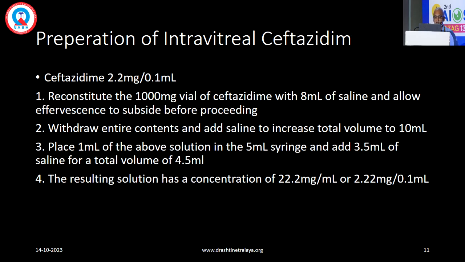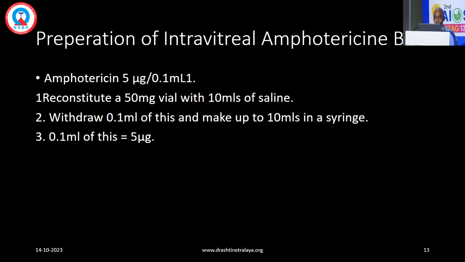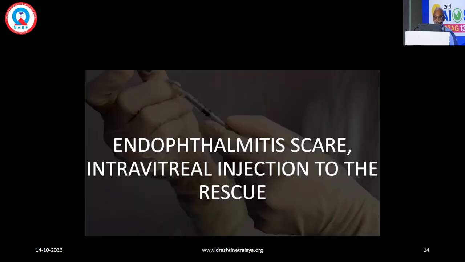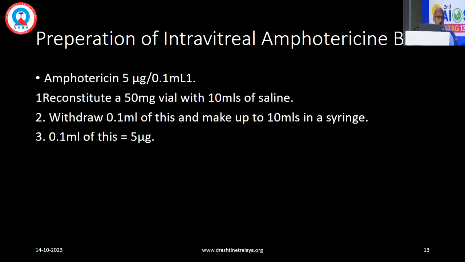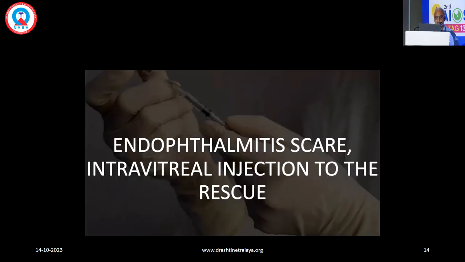So these are the preparations of ceftazidime, gentamicin, and amphotericin B. These are the most common agents that we use. Prior to the procedure, we need to reduce the intraocular pressure, because if we want to use two agents, then we are going to increase the volume by almost 0.1 ml. So either mannitol or paracentesis is to be done.